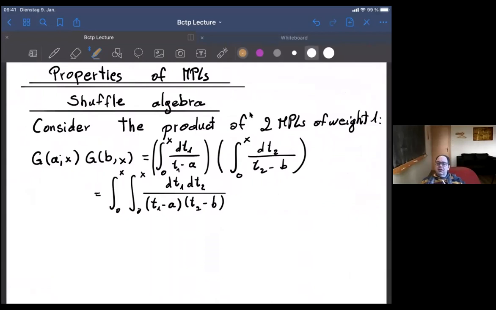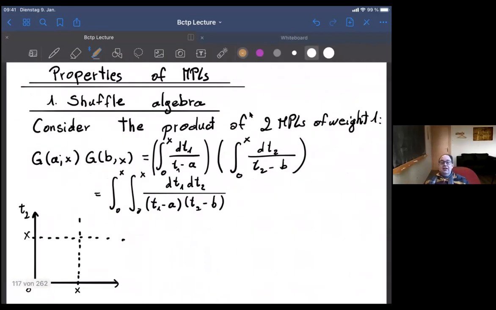With this integral now, we see that both integrations go from 0 to x. So this is actually an integral over a square. Okay? A square with sides 0 to x. And we see the four corners: the corners are (0,0), (0,x), (x,x), (x,0).